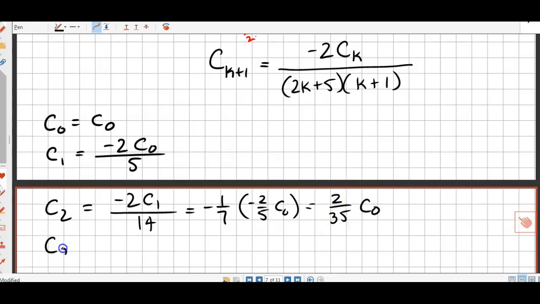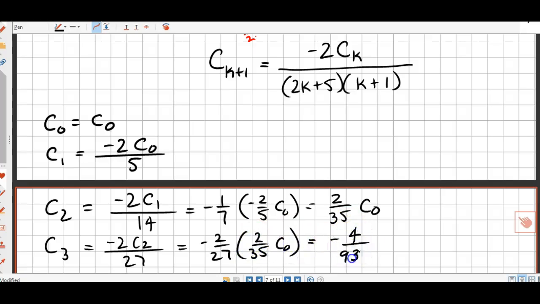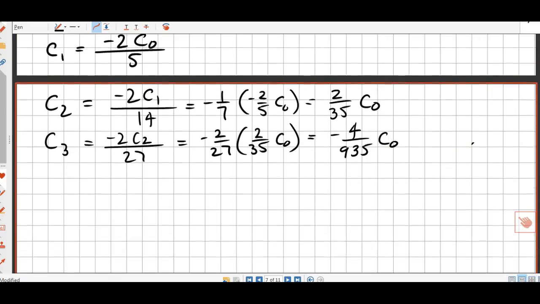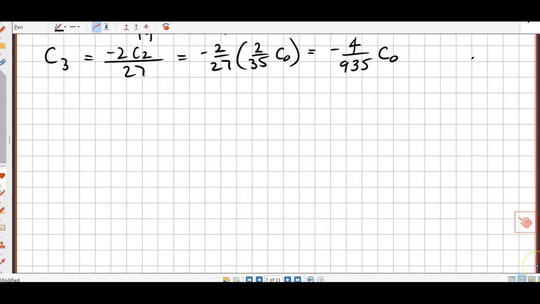And we'll get one more value here. C sub 3, so we get negative 2 times c sub 2. We're letting k equal 2, so we've got 9 times 3, so we get 27. Which means I've got negative 2 over 27 times c sub 2, which is 2 over 35 times c sub 0, which means I'm ending up with negative 4 over 945 times c sub 0. And that's enough terms for us to express a solution. So once again, if I need the screen to move, we're going to rewrite in terms of our y sub 2.